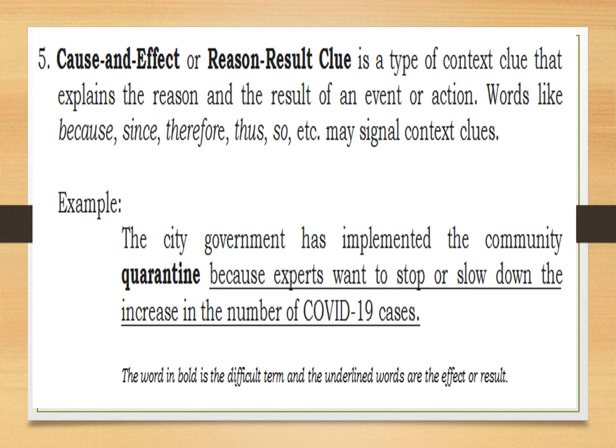Let's move on to number 5, cause and effect or reason-result clue. It's a type of context clue that explains the reason and the result of an event or action. Words like because, since, therefore, thus, so, etc. may signal context clues. Example: the city government has implemented the community quarantine because experts want to stop or slow down the increase in the number of COVID-19 cases. The word in bold is the difficult term, and the underlined words are the effect or result.